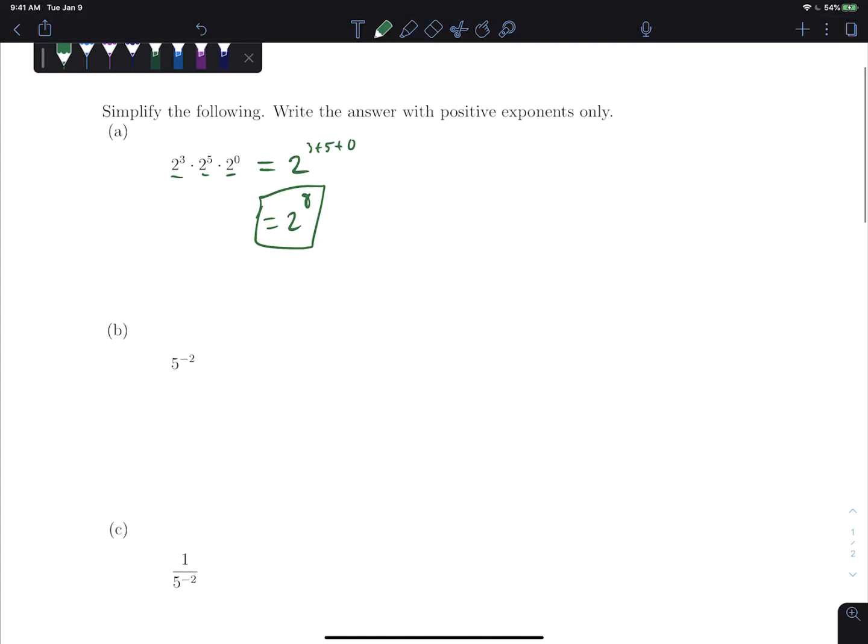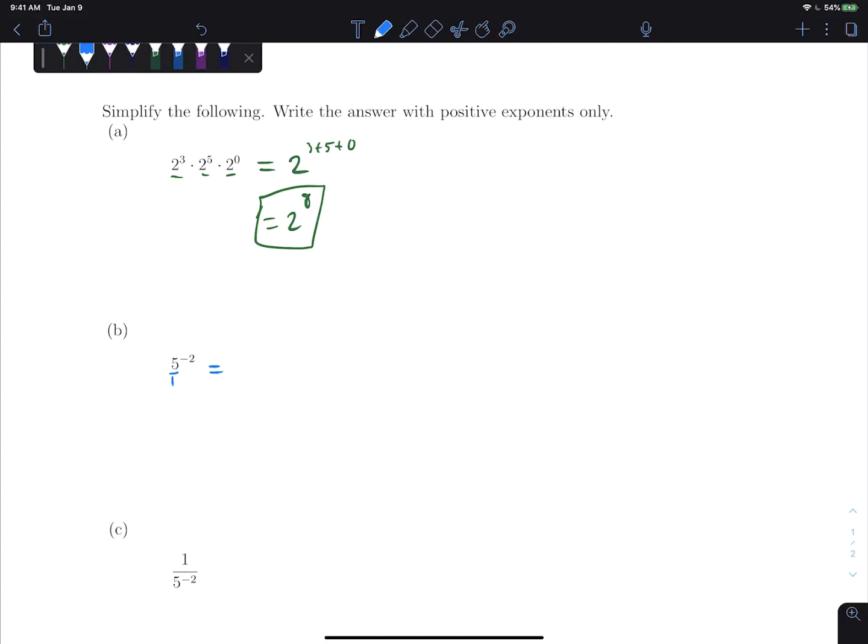Letter B. I want to look at 5 to the negative 2 power. We're seeing a negative exponent here, so we're not done. So what we're going to do is use the fact that this is a negative exponent. And what this does is it takes the reciprocal of the base. And the base, in this case, is 5, and technically 5 over 1.